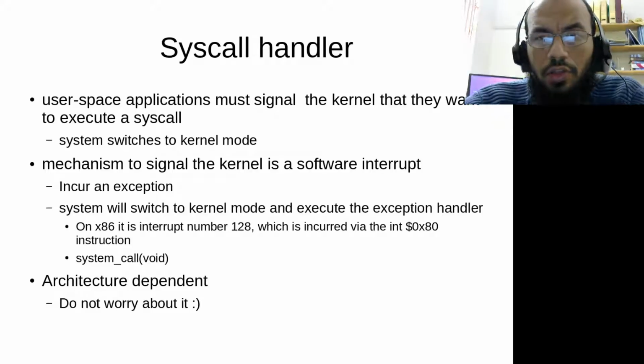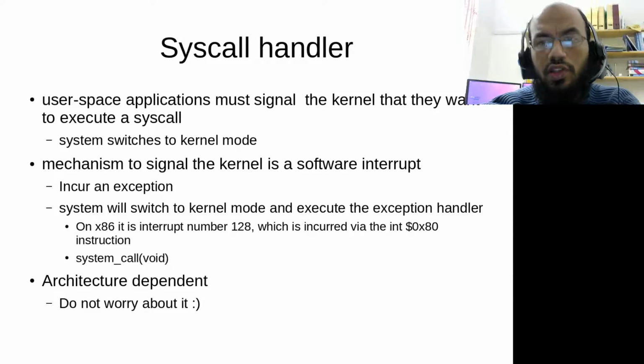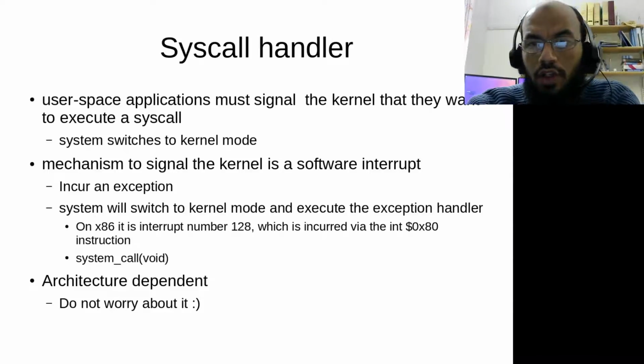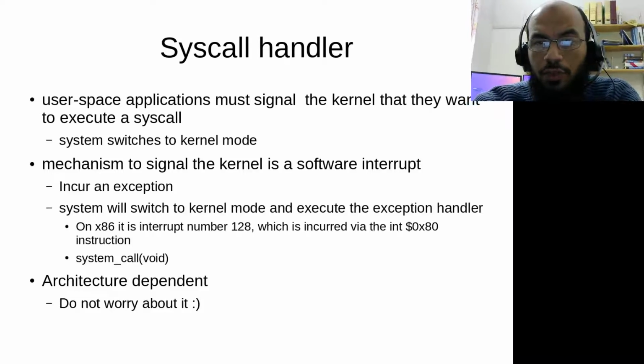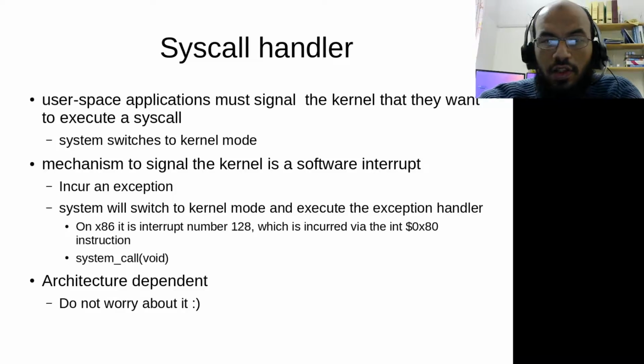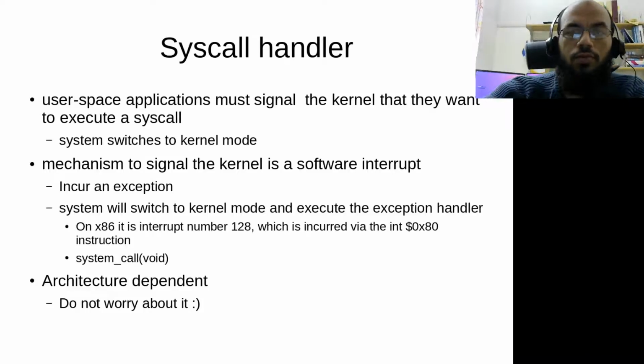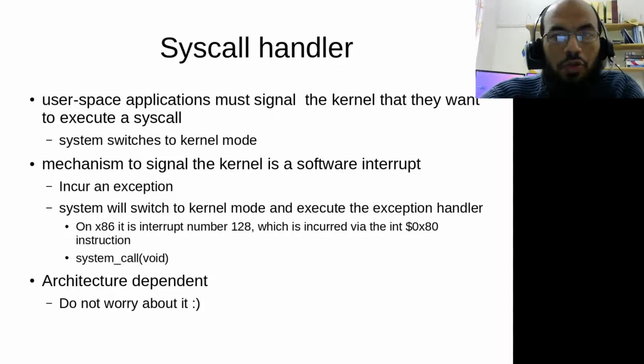So the kernel basically uses what is called a syscall handler, and a syscall handler is basically an interrupt handler. It's an exception handler for the system call. The way that user space applications tell the kernel that they need a system call is that they trigger an exception. This is the way it works in reality. And the exception switches from user mode to kernel mode because it's an exception.